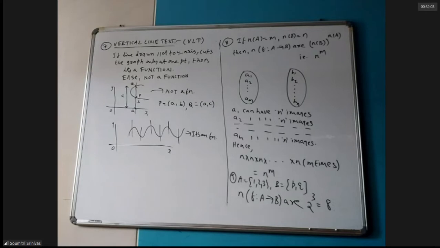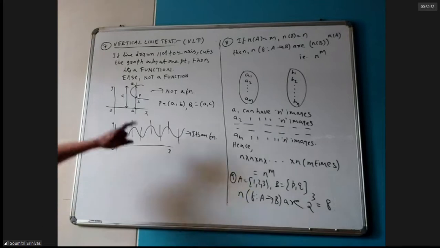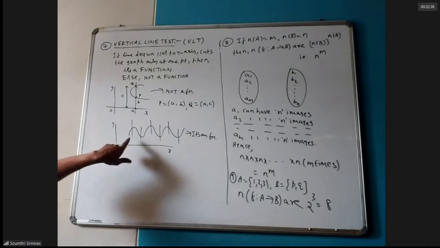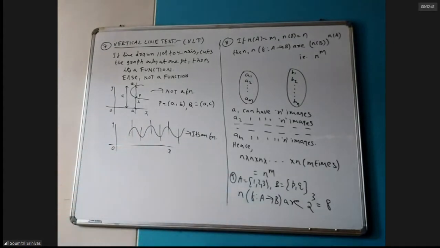Sir, if a line parallel to the y-axis cuts the graph at a single point in one place and at two points in another place, is it a function? The first coordinate of the points is the same. I gave the first example: one point. But you are saying at one place one point, at another place two points. Yes, sir. Not a function.